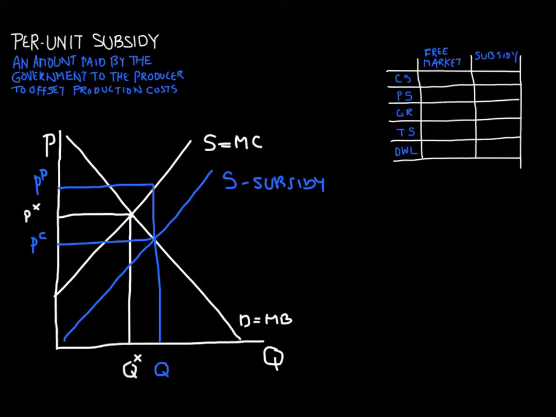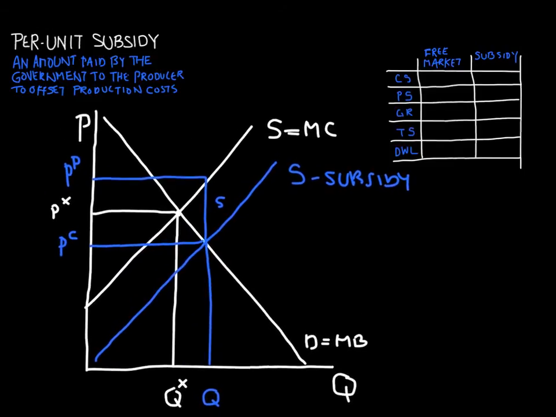That difference between the price consumers pay and the price producers receive is the key thing here. And of course, the government is going to have to pay out the subsidy for every unit that they produce. So there's going to be a rectangle. You can see it right there. The rectangle is going to be how much the government will have to pay out to the firms in terms of subsidy expenses.